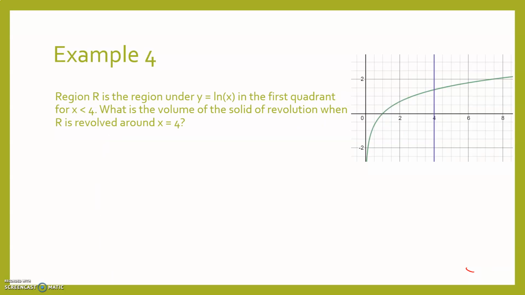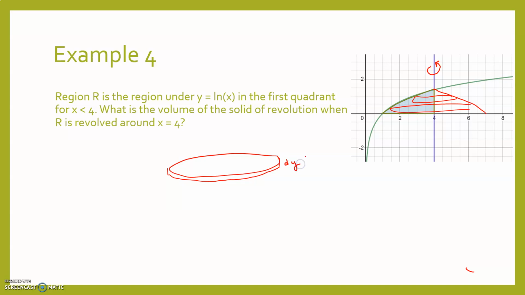All right. Last example, this time we're going to take the region that is under the natural log of x, but in the first quadrant for x is less than 4. And we're going to revolve that around the line x equals 4. So we're taking this shaded region, because it's in the first quadrant and it's under natural log of x, and we're going to spin it around this line here. This line is like the x-axis, so when we spin around this line, we're going to get disks with a tiny thickness of dy.